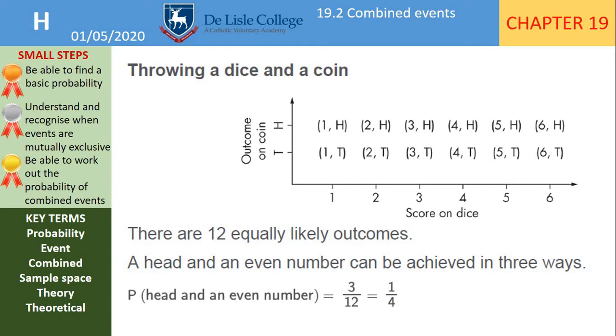So a head and an even number can be achieved in 3 ways. If we wanted an even number with a head, we could have a head with a 2, a head with a 4, or a head with a 6. So the probability of a head and an even number is 3 out of the 12 combinations, which is 1/4.